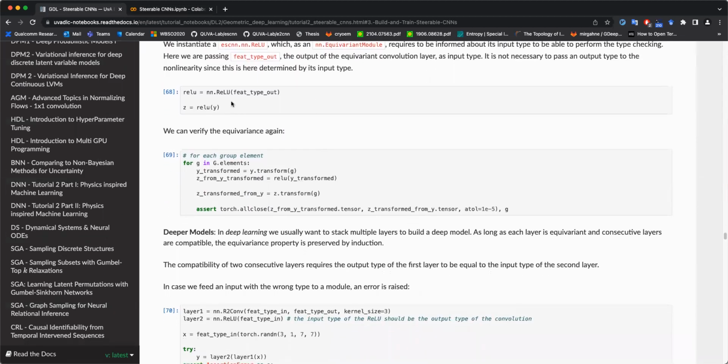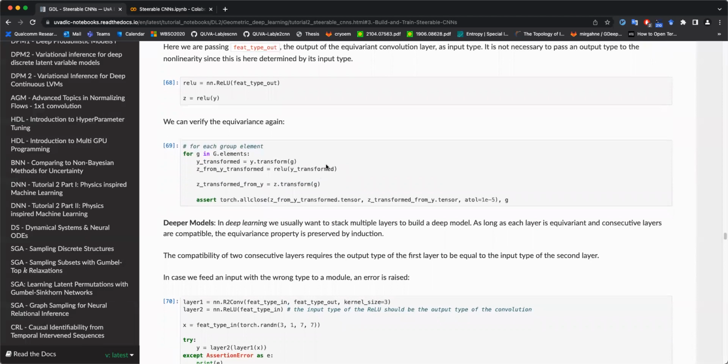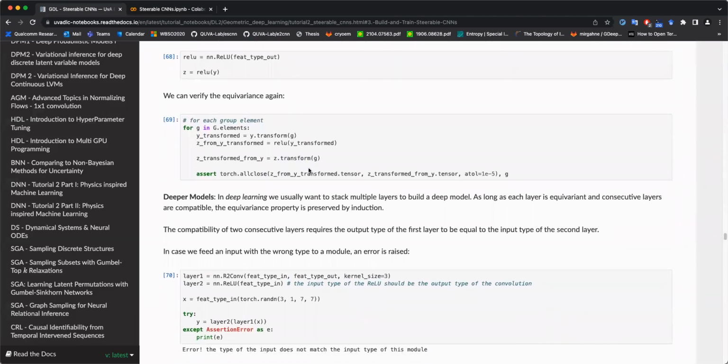Let me move a bit faster. You have other operations like ReLU. ReLU can only be applied whenever you have a regular representation. You can try yourself to see that if you apply ReLU on a vector field, that breaks equivariance, because it's masking out part of the plane where a vector could rotate. So it's important to use only regular representations when you have ReLU. But apart from that, you can check that this is equivariant as well.